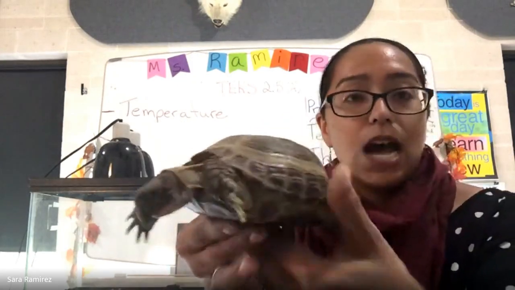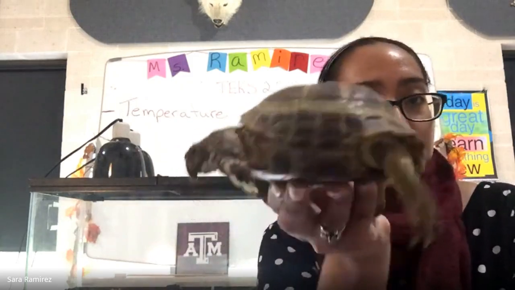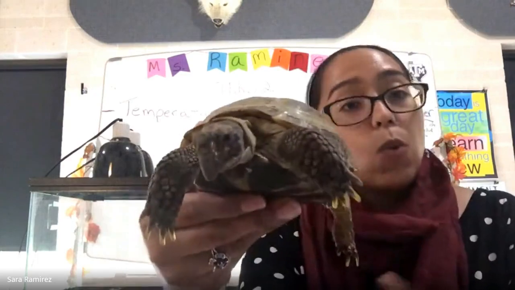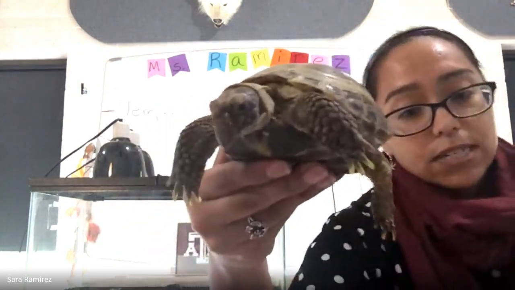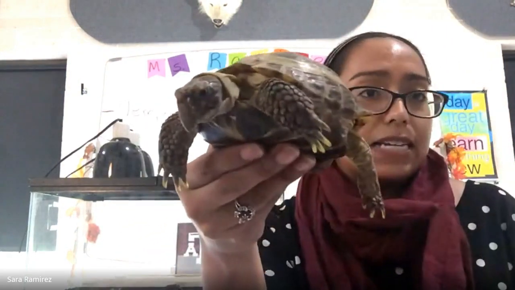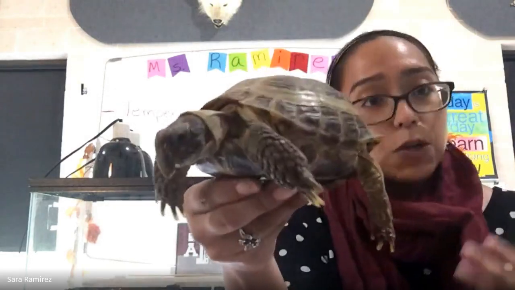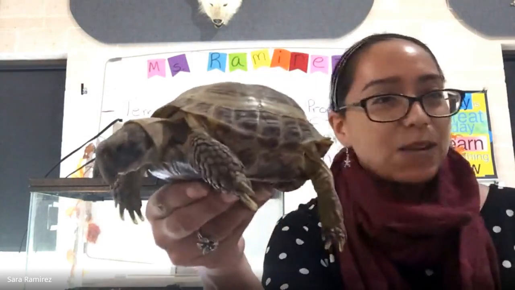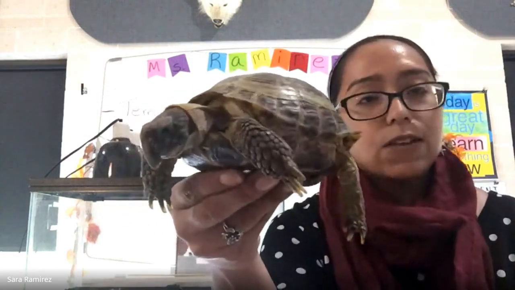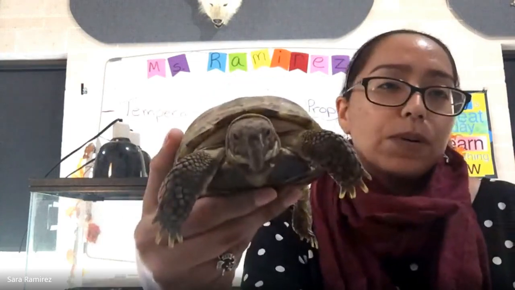Cold-blooded animals cannot regulate or maintain their body temperature like we can. Humans and other mammals are warm-blooded, so our body temperature stays pretty much the same. It's pretty good at maintaining itself. For a human, the average temperature is about 98.6 degrees, give or take a few degrees. So we're pretty good at maintaining the body temperature. However, cold-blooded animals, their body temperature depends on the outside environment.